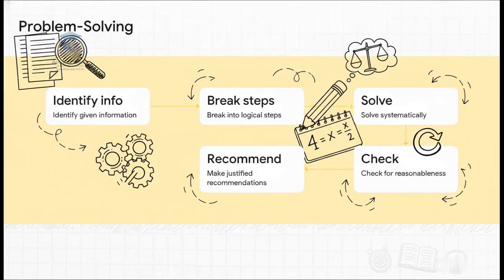By visually breaking your problem solving down into these precise steps, you guarantee the examiner sees your working. 1. Identify the given information. 2. Break it into logical steps. 3. Solve systematically. 4. Check for reasonableness. And 5. Make justified recommendations. Think of this as the deconstruct, solve, and evaluate method. If you follow this structure on your paper, even if you make a massive logic error in step 3, you will still pick up the marks for steps 1 and 2. It is the ultimate safety net for high-pressure situations.